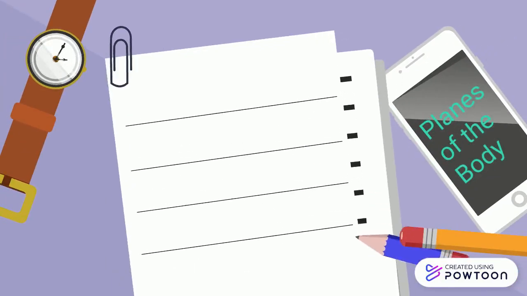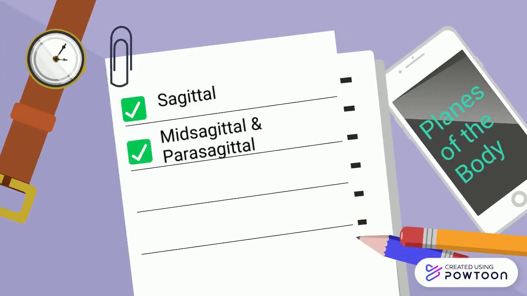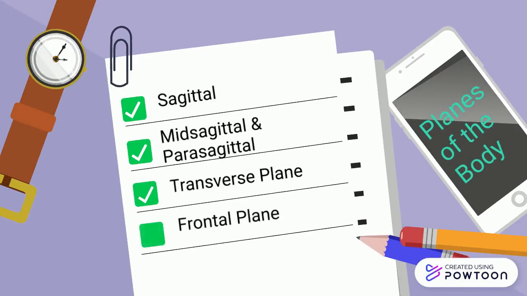Let us now go to the planes of the body. Sagittal divides the body into right and left parts. Transverse or horizontal divides the body into superior and inferior portions. Frontal or coronal divides the body into anterior and posterior parts.